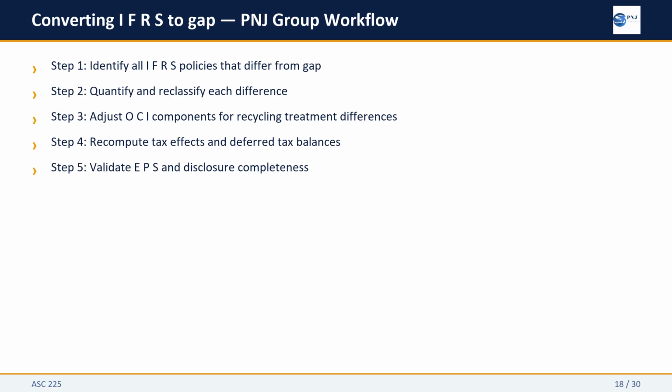When PNJ Group consolidates entities reporting under IFRS, a structured conversion process is essential. You identify every policy difference, quantify the adjustments, realign OCI recycling treatment to GAAP rules, recompute deferred taxes, and validate EPS. Each step has a specific owner in the PNJ Group hierarchy. Skipping steps or performing them out of sequence creates errors that compound through the financial statements.